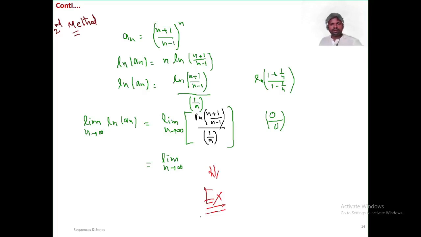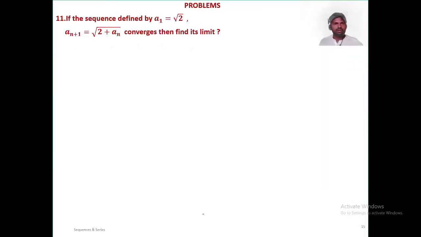Okay, next one. The 11th one is another problem. Again, we want the limit value of this sequence. The sequence is defined by a1 is root 2, and next it is a recursive sequence, a(n plus 1) is this. So a1 is root 2. What is a2? How to get a2? Substitute n equal to 1, and you will get the a2 value. a2 is square root over 2 plus a1, right? Which is nothing but square root over 2 plus root 2.